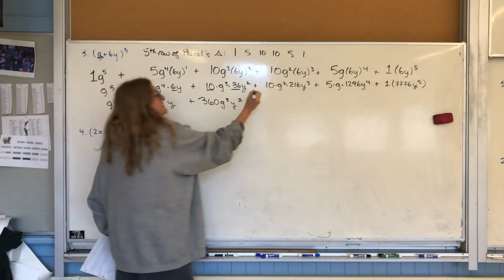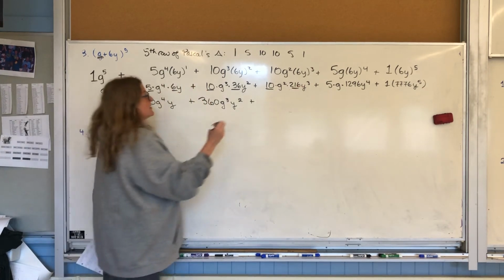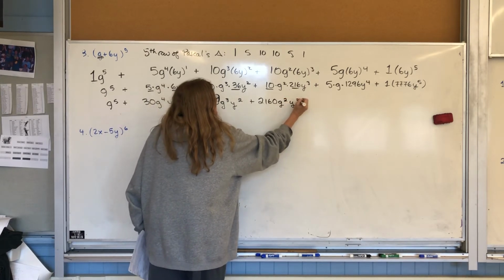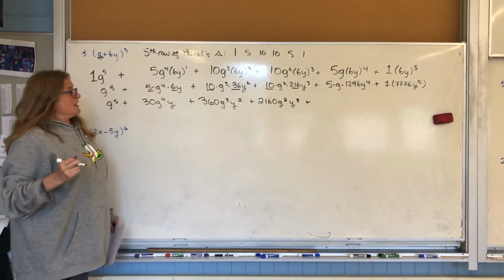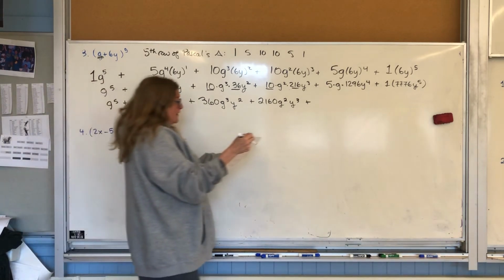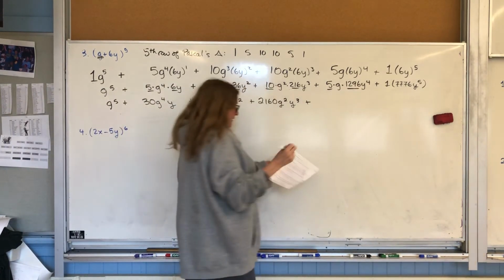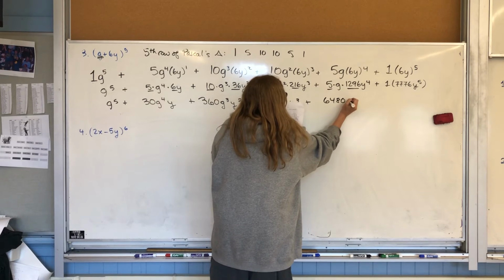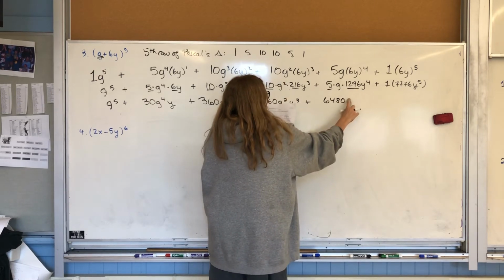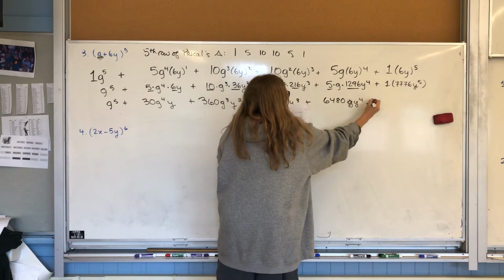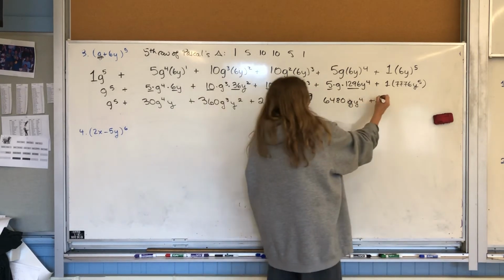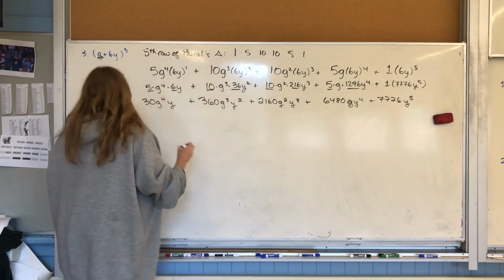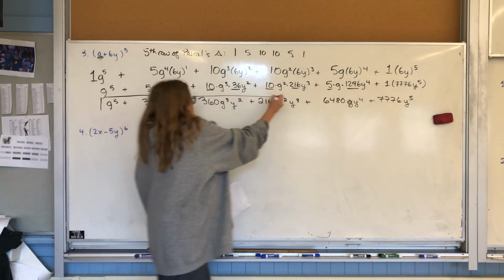Now I'm going to multiply 10 times 216, and that's going to give me 2160 G squared y to the 3rd. Then I'm going to multiply 5 times 1296, and I'm going to get 6480 G y to the 4th. And last but not least, I end up with 7776 y to the 5th. And that is my expansion.